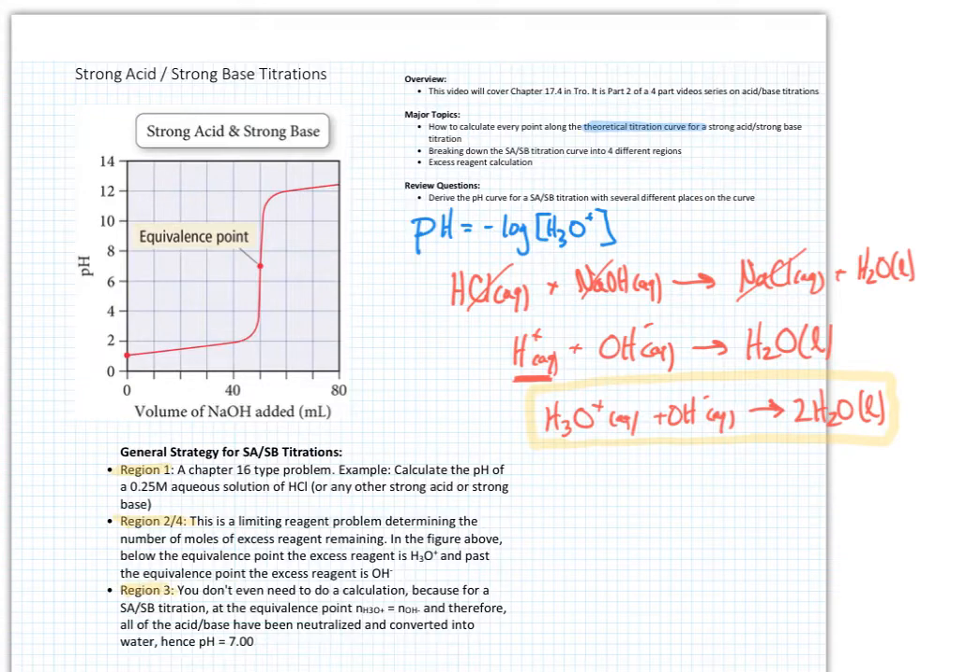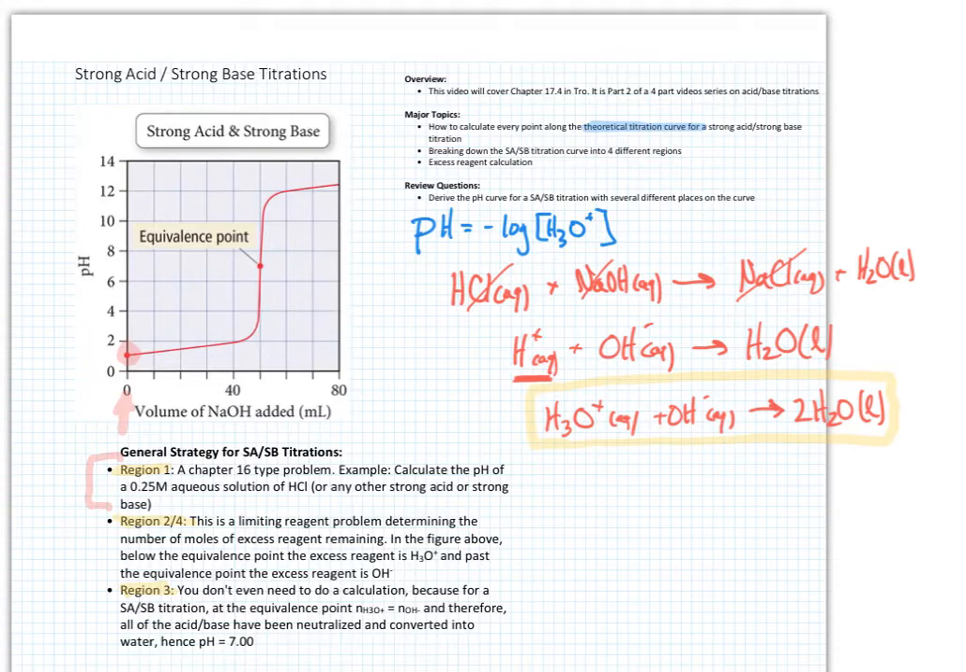So what are those different regions? Region 1 is right at the beginning. In other words, no NaOH has been added, no titrant has been added to this reaction. We'll call that region 1. So that's right at the beginning of the reaction.